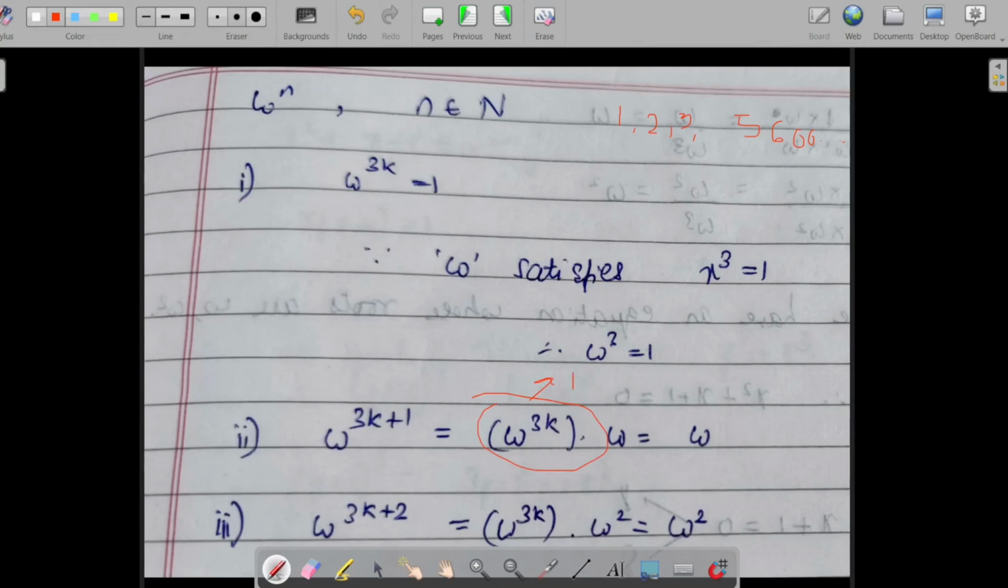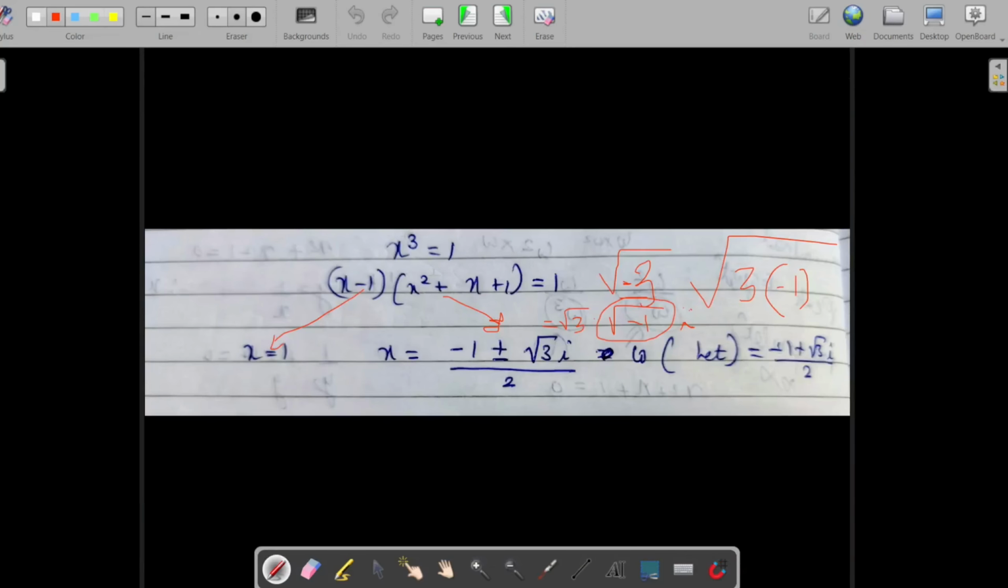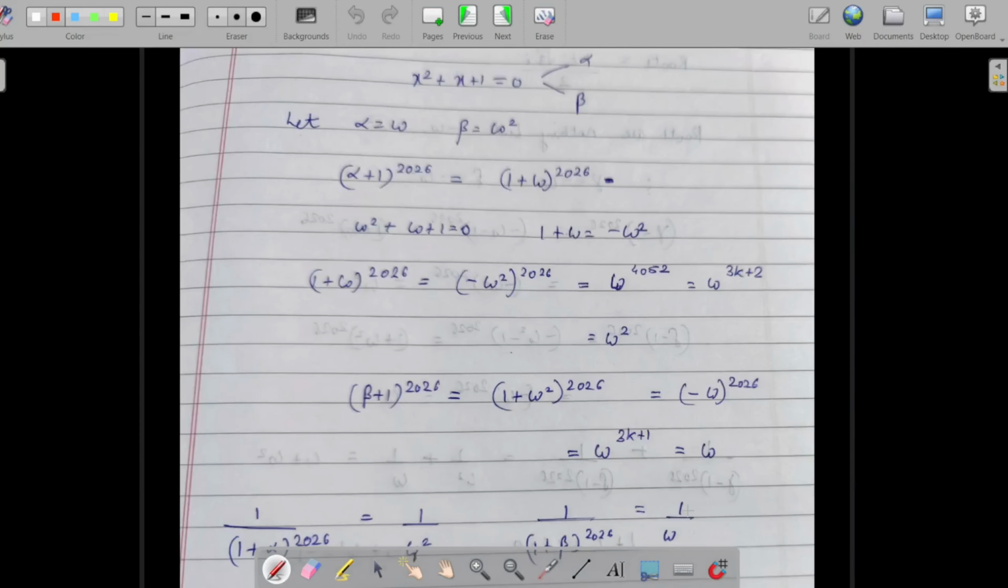And this quantity is always omega, because what is omega? Omega is the value which satisfies the original equation x cube is equal to 1. Therefore, omega cube will always be equal to 1. So whenever you have omega raised to the power 3k plus 1, you can simplify. Again, this is exponents: a raised to the power b plus c is a raised to the power b into a raised to the power c. So omega raised to the power 3k plus 1 will always come as omega, and omega raised to the power 3k plus 2 will always come as omega square. Again, this is simple exponents. So let us get to the question.